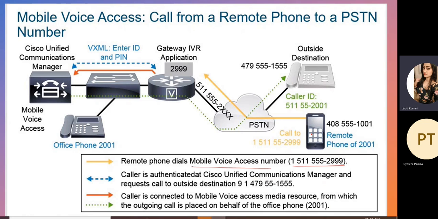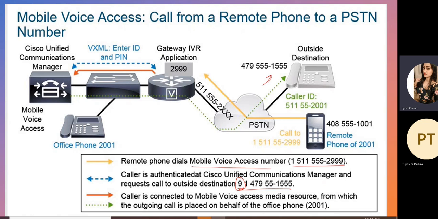Now what will happen? It will first go via the PSTN and then the gateway to the CUCM where your mobile voice access is enabled. There it will check its configuration, its database, and then it will forward the call to the outside destination. This 9 is added as per whatever pattern is configured in CUCM. This is the code for the international calls.